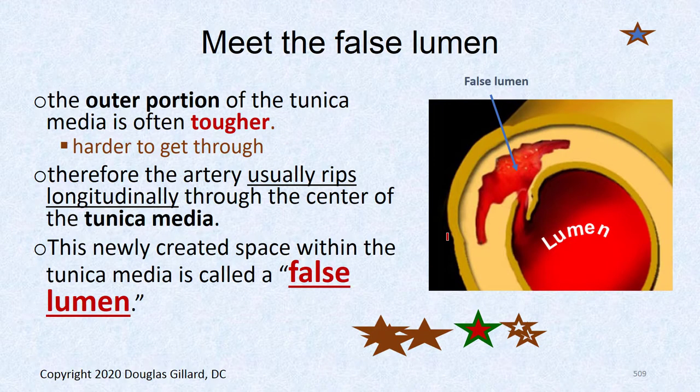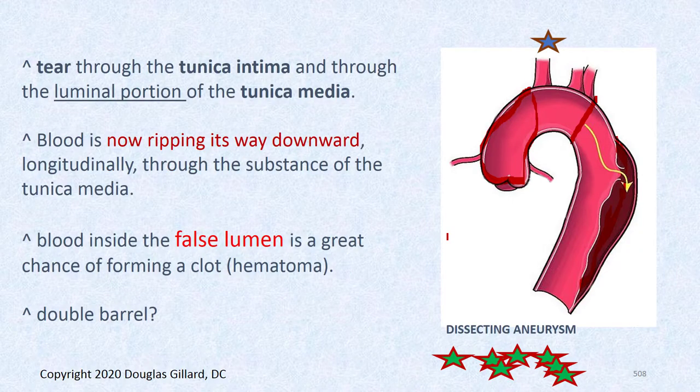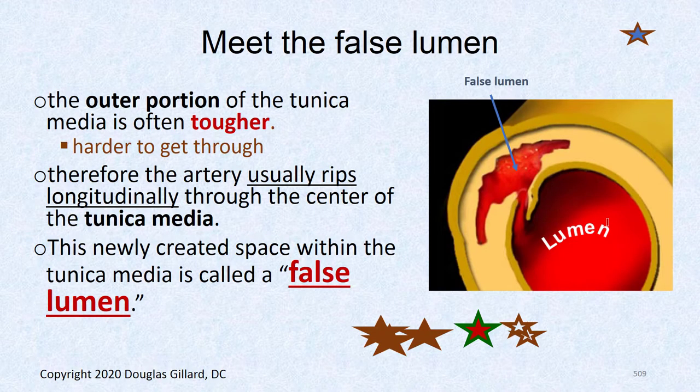All right, let's go back to this one. So we have a true lumen right here. That's just the lumen like any vessel, right? But now we've made another thing. That's called the false lumen. Here's more of a cross-sectional view, and you can see the false lumen, and that's the true lumen.